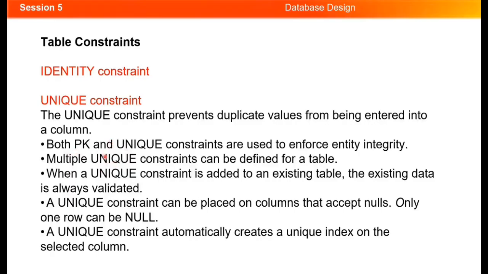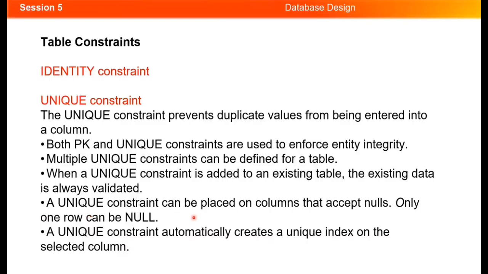Both the primary key and unique constraints can be used to enforce entity integrity. Multiple unique constraints can be defined for a table. So this is enforcing data rules of the enterprise. Again, these are rules that can be implemented at the database level, so they don't need to be coded at the application level. When a unique constraint is added to an existing table, the existing data is always validated, and feedback can be delivered to the database programmer or database administrator at that time if there are any violations. And then they'll have to take action.